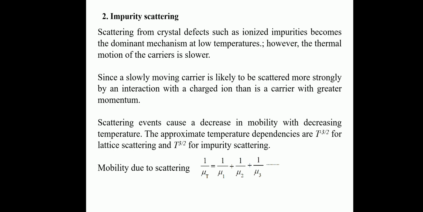So we can approximate the temperature dependencies are T raised to minus 3/2 for lattice scattering and T raised to 3/2 for impurity scattering. So these are the two predominant mechanisms that cause the decrease in mobility. If you have different types of scattering events, then the total mobility due to all this scattering is 1 by mu t is equal to 1 by mu 1 plus 1 by mu 2 plus 1 by mu 3. So this is the mobility decrement due to different scattering mechanisms.